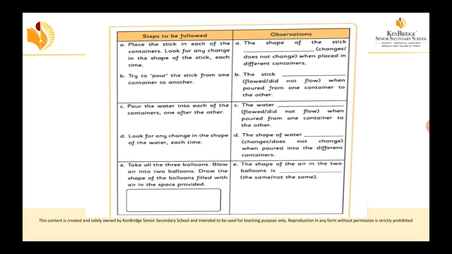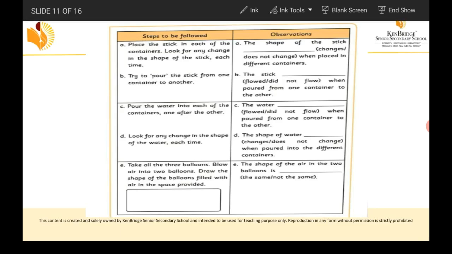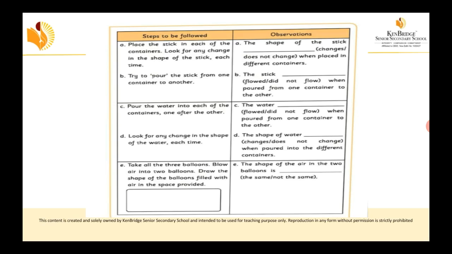Suppose you have the water in a tumbler, the shape of the water is like the tumbler. If you have the water in a water bottle, the shape of the water is like the bottle. Look for any change in the shape of water each time. The shape of water changes when poured into different containers. So if you have water in a tumbler, it looks like the tumbler. If you have water in a water bottle, it looks like the shape of the water bottle. So there is a change in the shape of water.